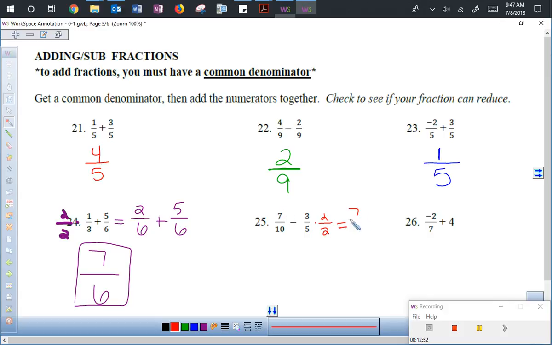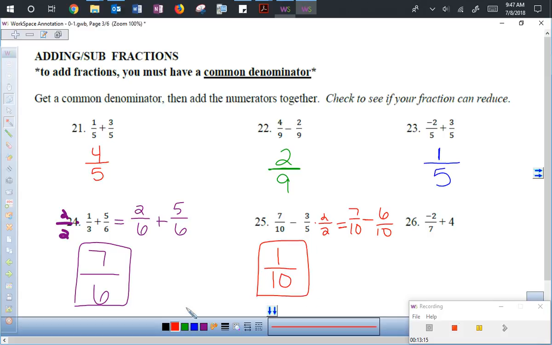7/10 did not change, minus my new fraction is 3 times 2, which is 6, over 5 times 2, which is 10. Now I can easily subtract those two fractions. I have a common denominator of 10, and then in the numerators, 7 minus 6 is 1.